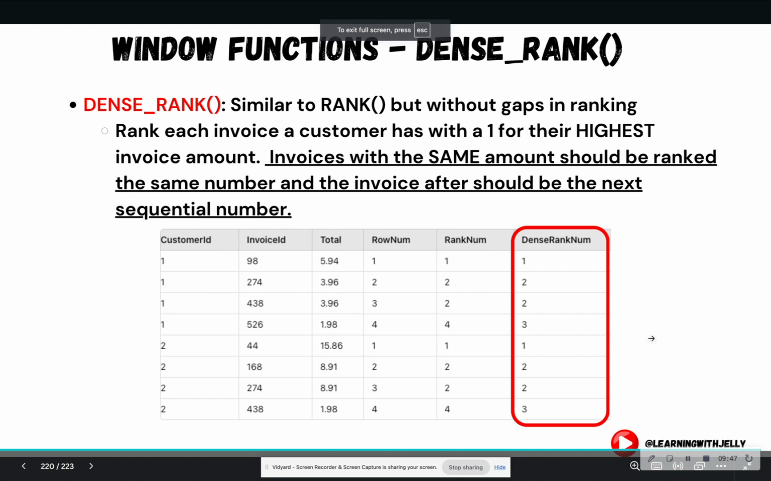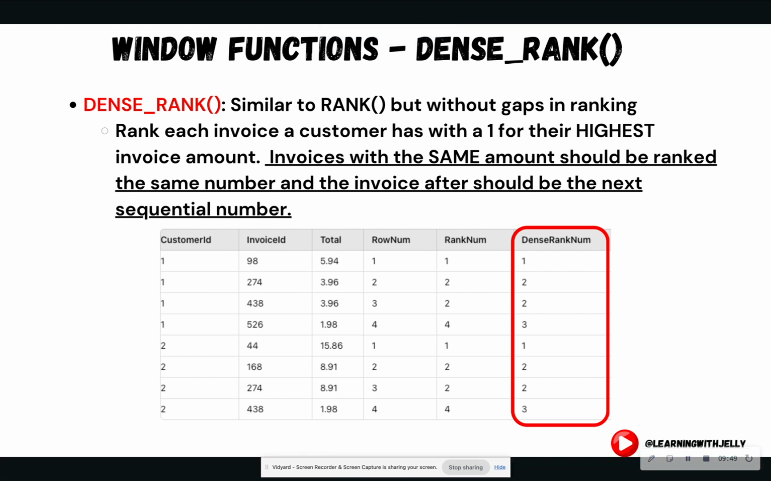And now dense rank. So now we're adding dense rank. So it's similar to rank, except for it won't have the gaps in the number. So in this case, for rank, we have 1, 2, 2, 4. In this case, for dense rank, we have 1, 2, 2, 3. So it's not going to skip over the third place. It's going to go to the next sequential number. So the main difference here is that invoices with the same amount should be ranked the same number, and the invoice after should be the next sequential number, as we see here.